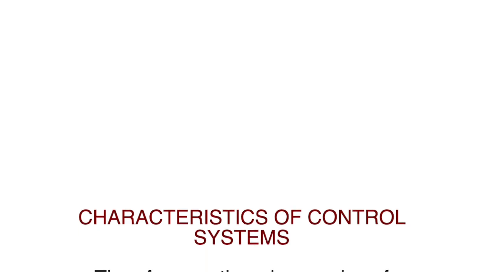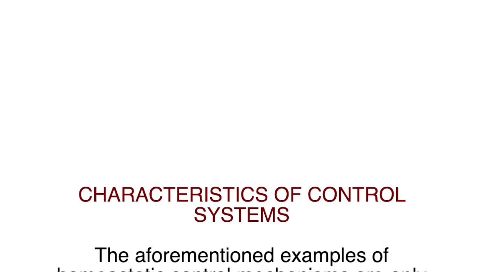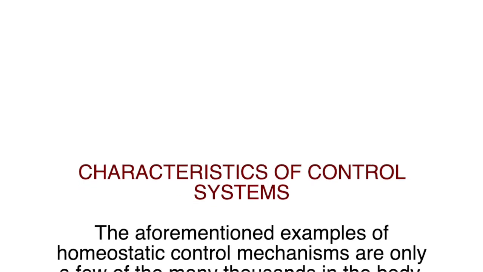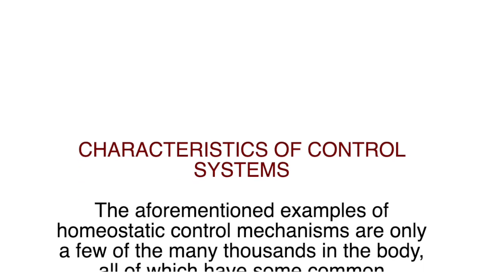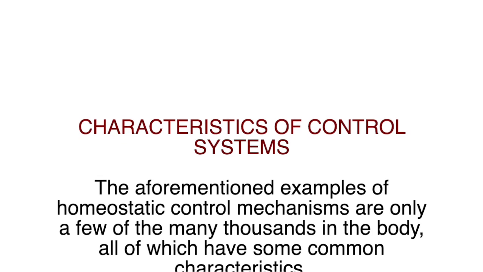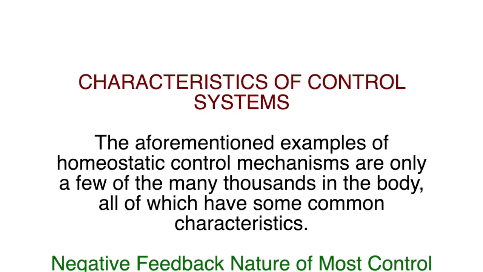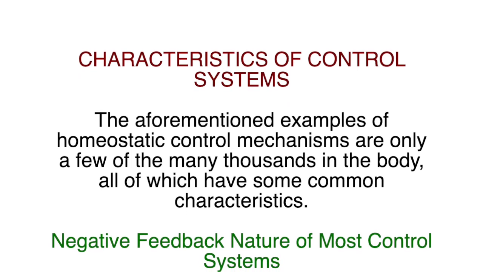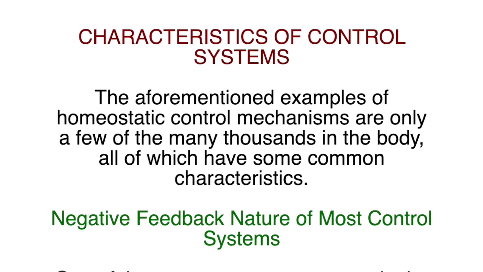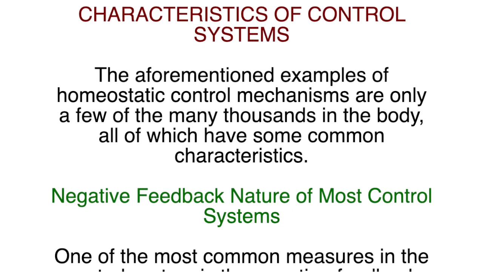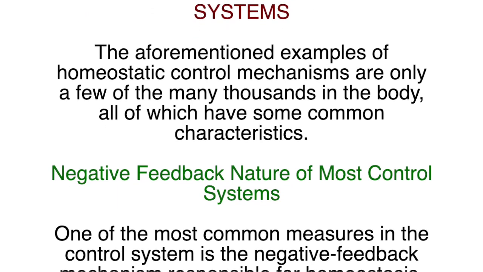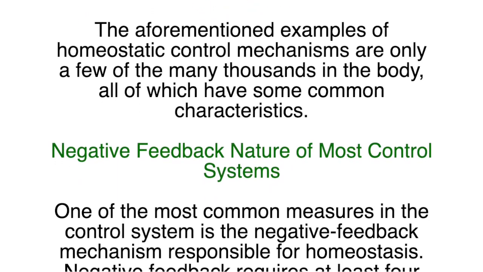Characteristics of control systems. The aforementioned examples of homeostatic control mechanisms are only a few of the many thousands in the body, all of which have some common characteristics. Negative feedback nature of most control systems. One of the most common measures in the control system is the negative feedback mechanism responsible for homeostasis.